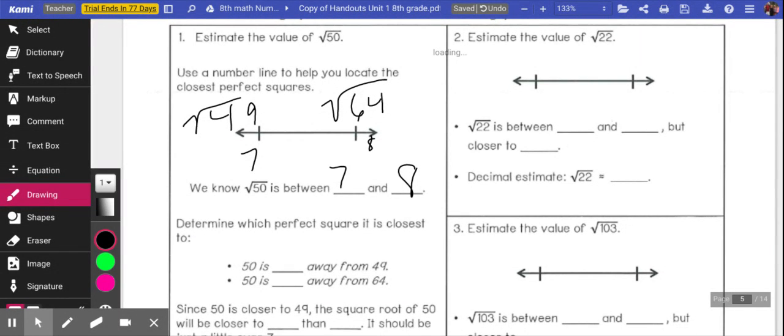And so then to determine which square root it's closest to, you think about, you're finding the number 50. So 50 is only one number away from 49. And it's 14 numbers away from 64.